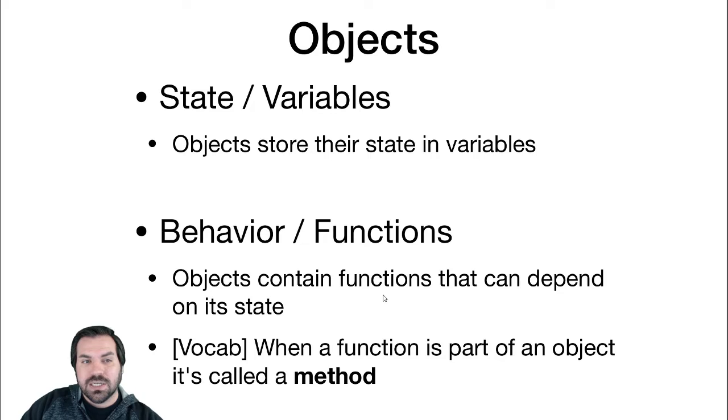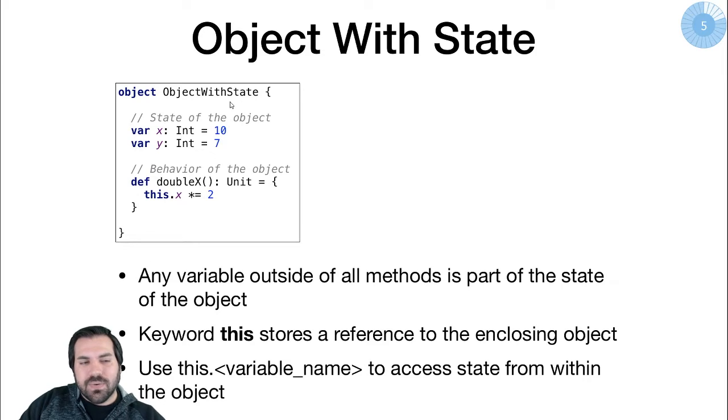And when we have a function that's part of an object, we do call it a method. There is a slight difference between methods and functions. So an object has variables and methods. That is what an object is. It's a collection of variables and methods. So here's an object with variables and methods. A lot of the objects we've seen have only had methods. So let's see one with some state, with some variables in it. So here's an object with some state variables.